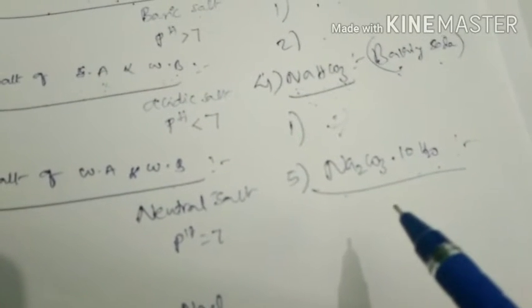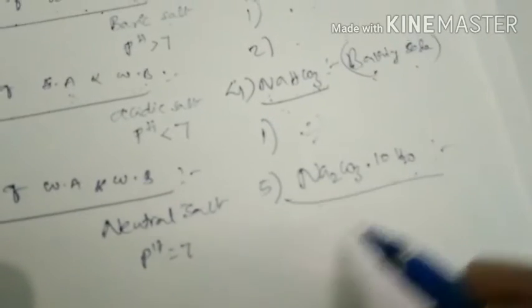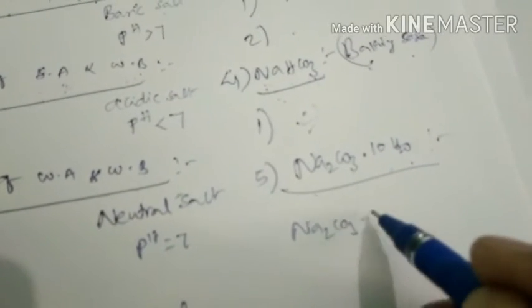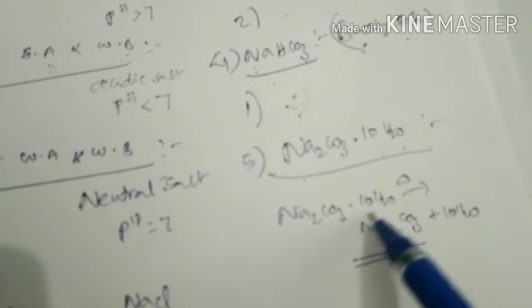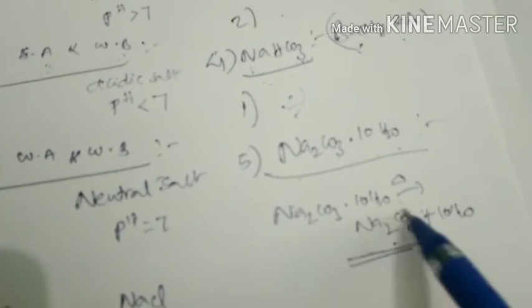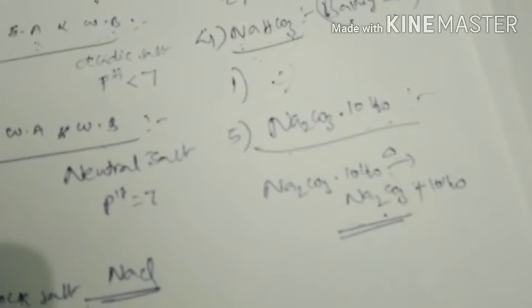When this washing soda, Na2CO3.10H2O, is heated, it loses water molecules and finally forms anhydrous sodium carbonate. Anhydrous means the substance does not contain water; here only Na2CO3 is present, and this is called anhydrous sodium carbonate. Now we discuss its uses. For every compound we have to discuss uses. Uses are very important.